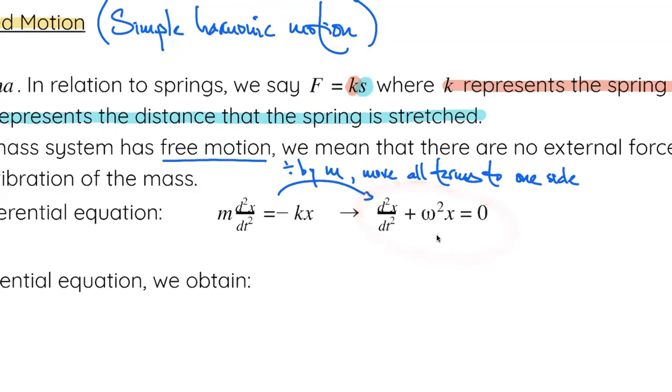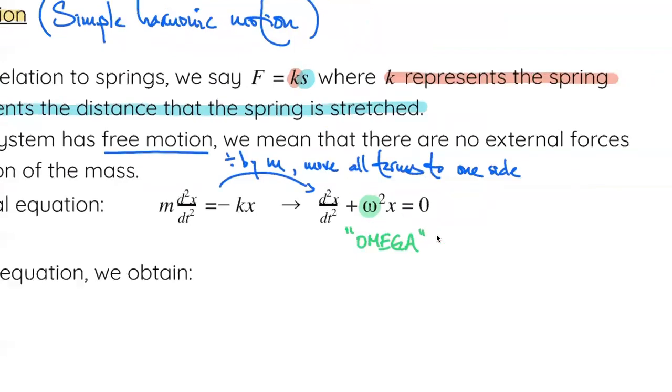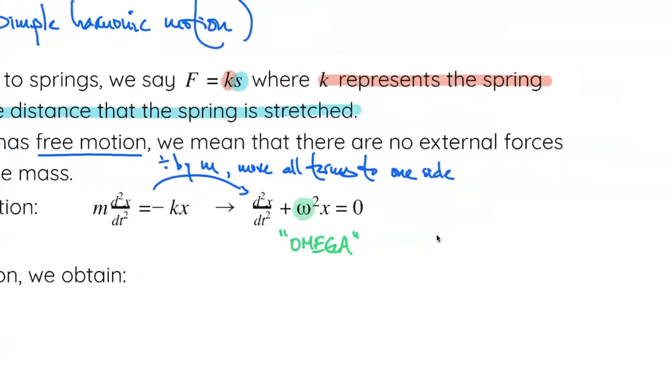So we still have the second derivative of x plus omega squared x equals 0. And I do want to point out that this right here is not a w, this is omega. We use this a lot when we're looking at vibrations or spring mass systems. You might be wondering, where did this omega come from? Because we didn't even see it in the other equation.